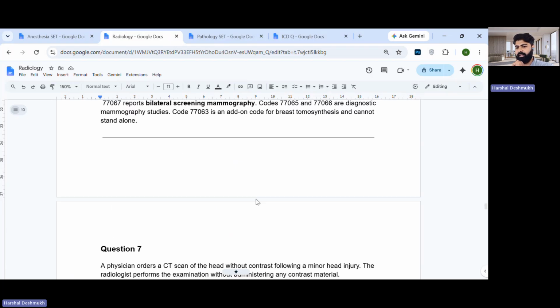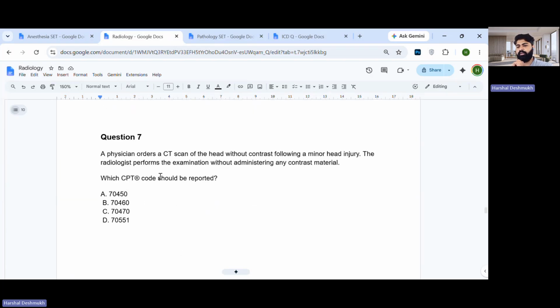So moving on to the next question, a physician orders a CT scan of the head without contrast following a minor head injury. A radiologist performs the examination without administering any contrast material. Choose the correct CPT code among the four here.